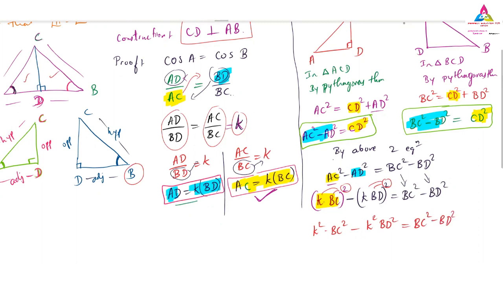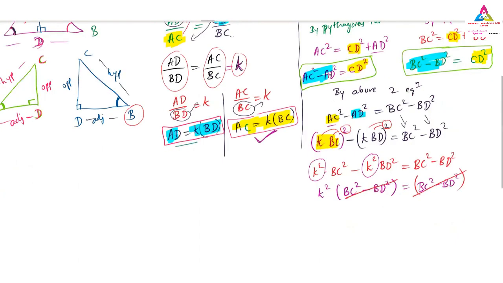Next, here we have K square and here also K square, which can be taken as common. The remaining is BC square minus BD square. On the right hand side also we have BC square minus BD square. So if we compare the left and right hand sides, BC square minus BD square can be cancelled out. The remaining is K square equals 1, which means the K value will become 1. Taking the square root, the square root of 1 is 1 itself. So we got the K value as 1.